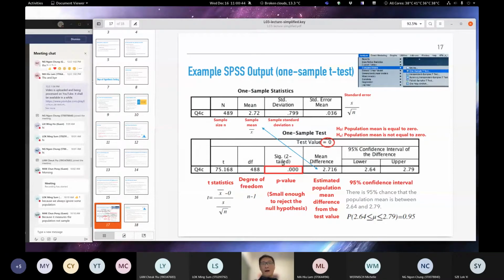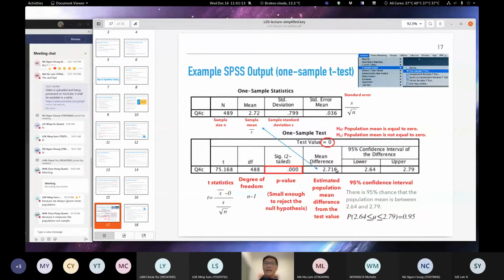Okay, now on the right of this p-value, you also have the mean difference. The mean difference is the estimated population mean difference from the tested value. In that case, that is 2.72 minus the test value, which happens to be 0 in this case. But here it is giving you 3 decimal places, and that is 2.716. This number is also not very important.